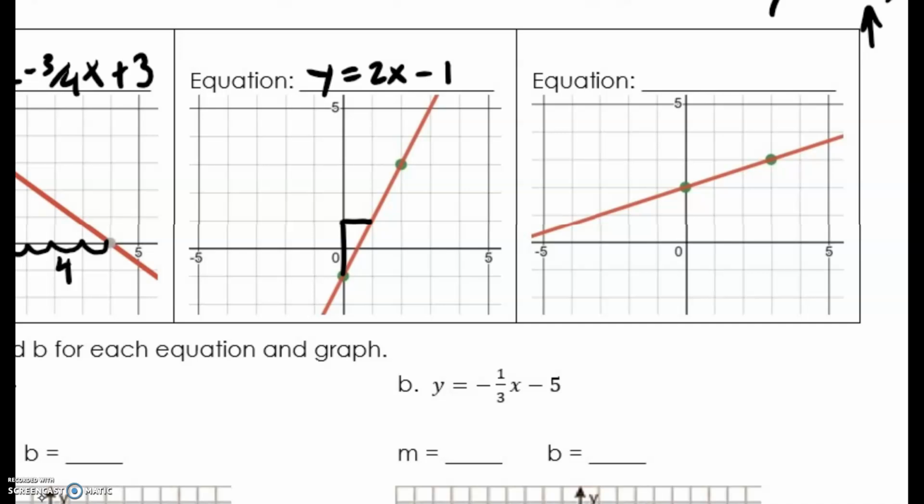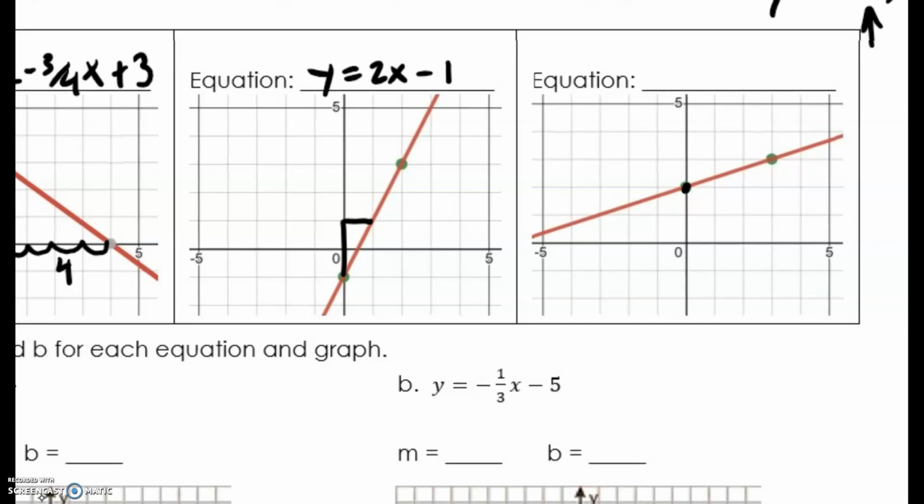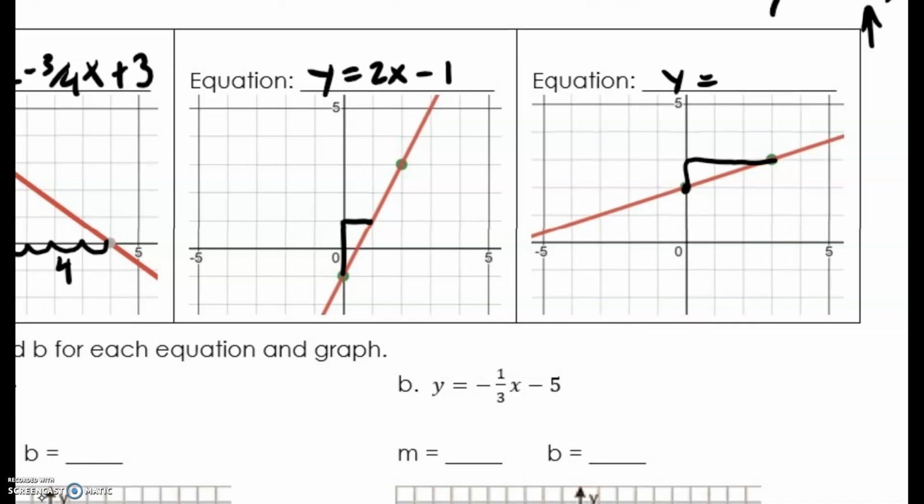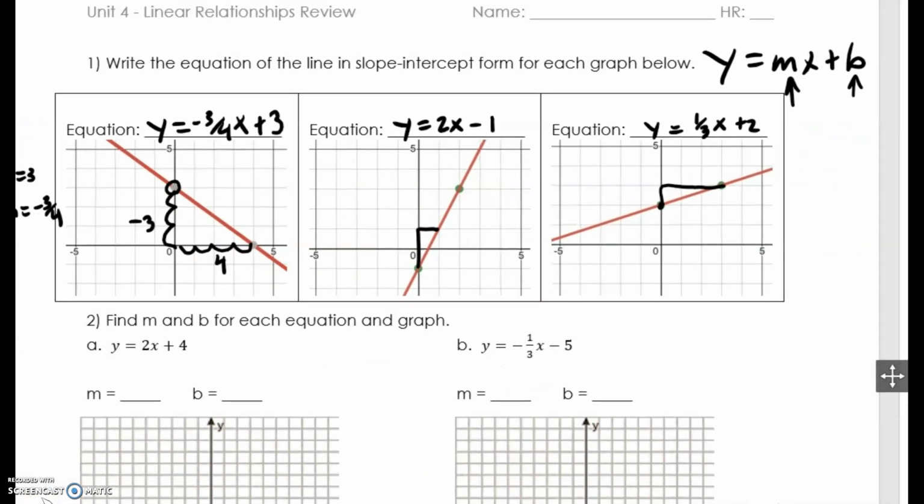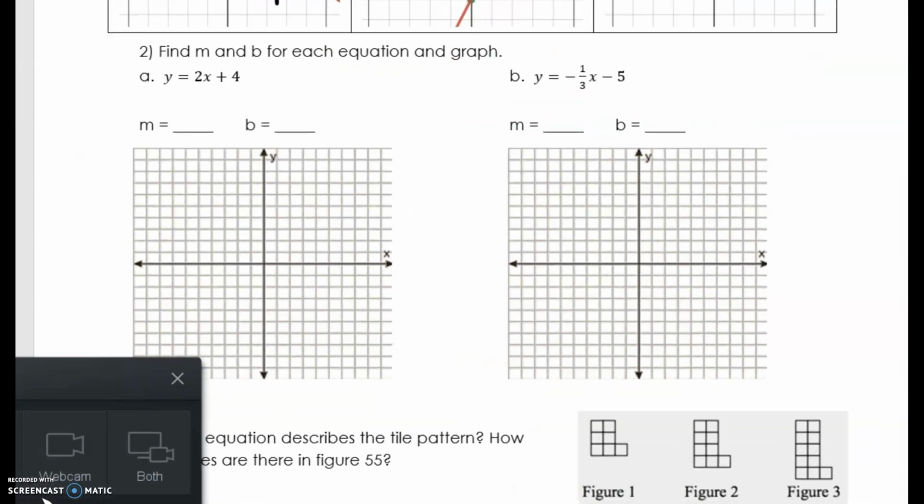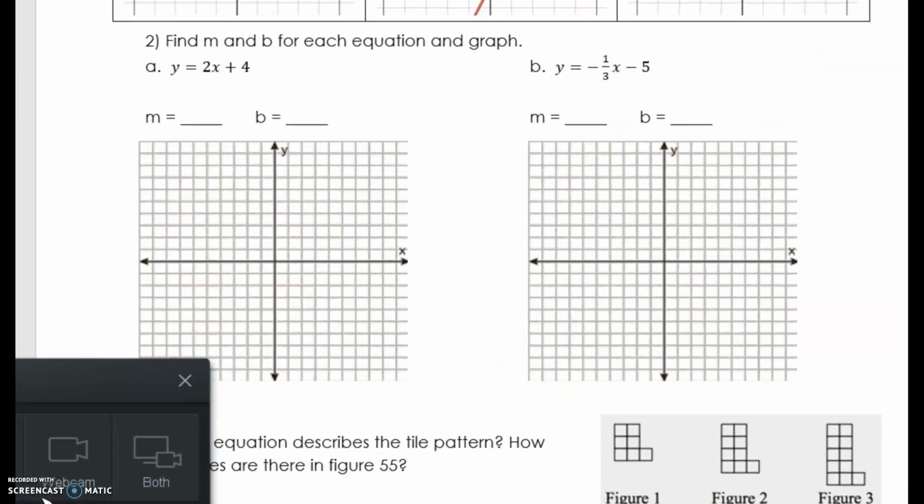Next question, crosses at 2, goes up 1 over 3, y equals 1/3 x plus 2. All right, you're going to have 3 questions very similar to these 3, so hopefully we're feeling pretty comfortable with that type of question.